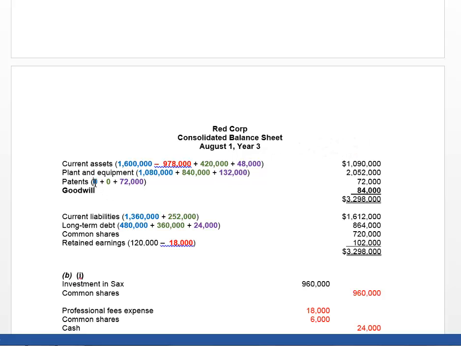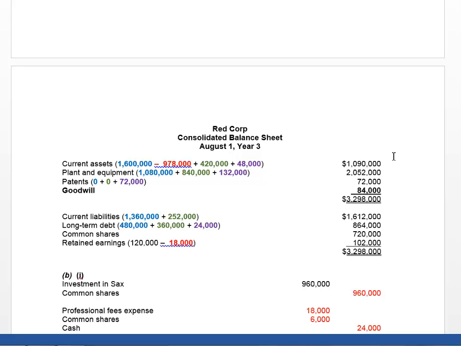If we go to the patents, there were no patents on the books of Red. There were none on Saks's books. They had them, but they valued them at zero. But we set up the increment on the consolidated balance sheet. Notice these increments don't appear on any separate entity books, neither Red's nor Saks's. They're on the consolidated books because we're accounting for the business combination.